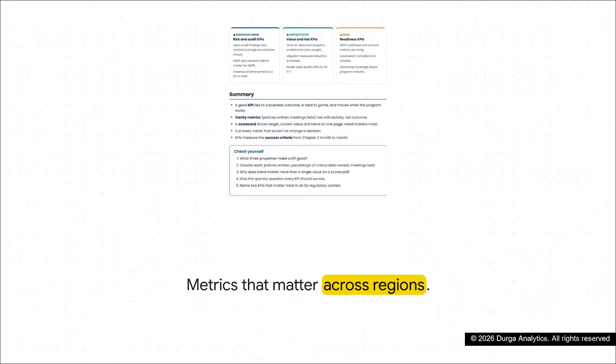Now, shift across the pond to the United States. Here, value and risk KPIs take center stage. Time to data and analytics enablement carry massive weight. They want to track litigation exposure reduction. And hey, if you're in banking, you better have model data quality KPIs for SR 11.7 ready to go. Over in India, we're looking heavily at readiness KPIs. DBP readiness and consent metrics are rising rapidly, and localization compliance is heavily tracked. You have to speak the regulatory language of the region you are presenting to.